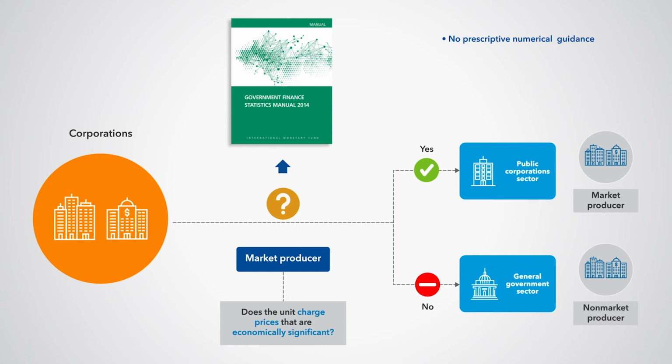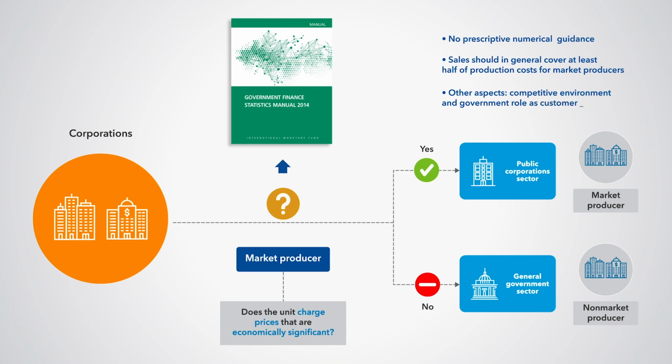However, in general, to be a market producer, it is expected that a public unit will cover at least half of its production costs with sales. Some additional things to look at are whether the unit provides the goods and services in competition with private producers, and, if the government is a customer of the unit, whether or not the government has made that selection of supplier based on price.